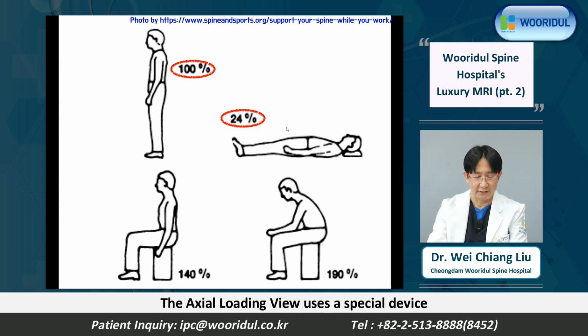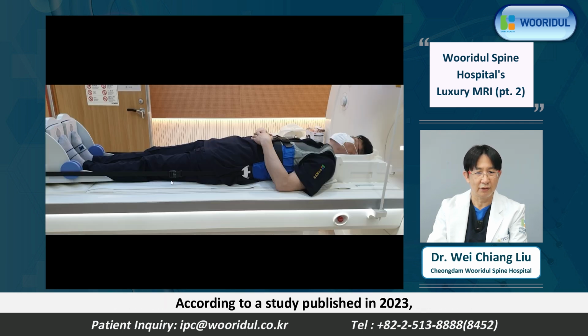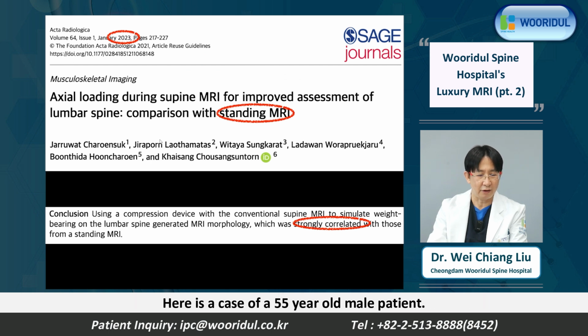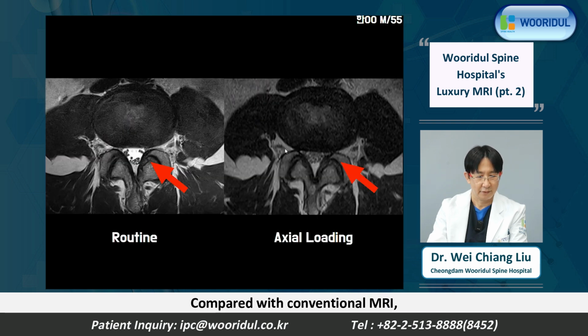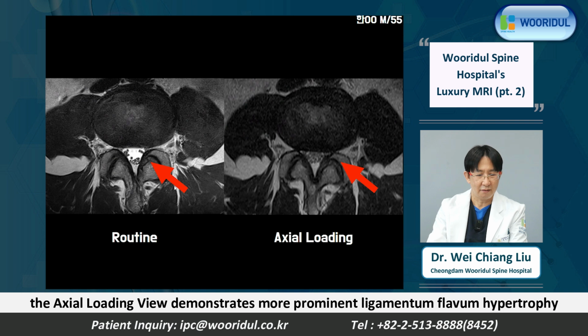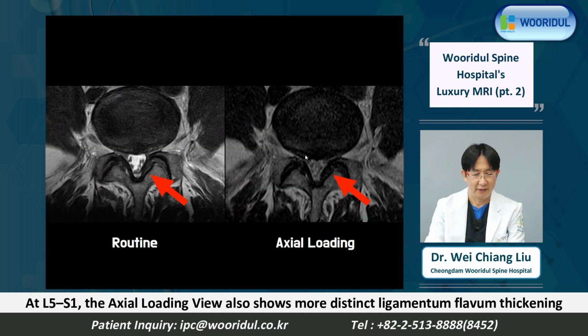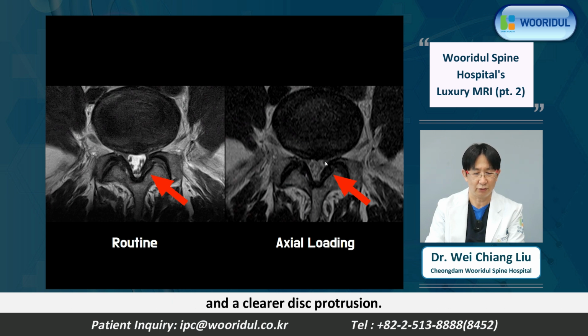The axial loading view uses a special device that reproduces disc loading, similar to the standing posture. According to a study published in 2023, the axial loading view accurately reflects the disc condition under standing load. Here is a case of a 55-year-old male patient. Both conventional MRI and axial loading view were performed. Compared with conventional MRI, the axial loading view demonstrates more prominent ligamentum flavum hypertrophy and more severe central canal stenosis. At L5S1, the axial loading view also shows more distinct ligamentum flavum thickening and a clearer disc protrusion.